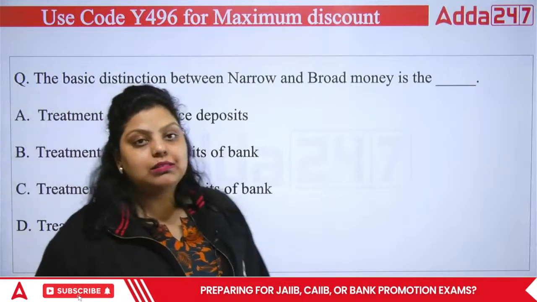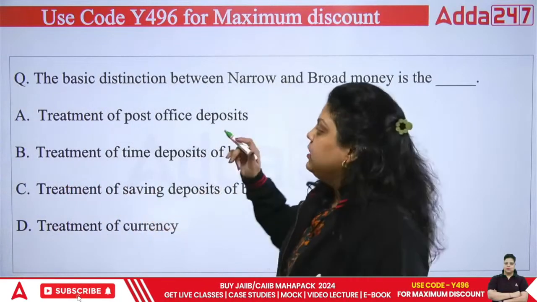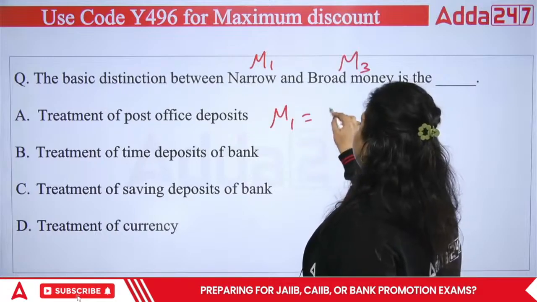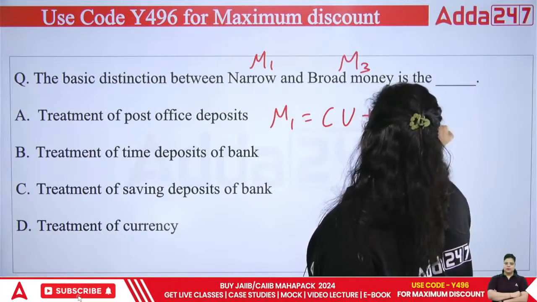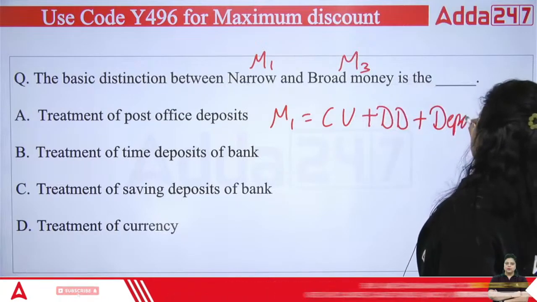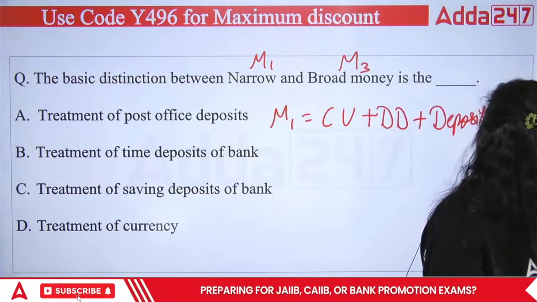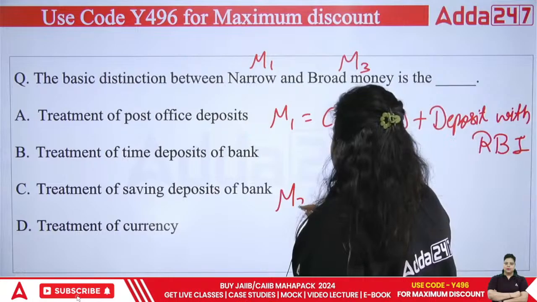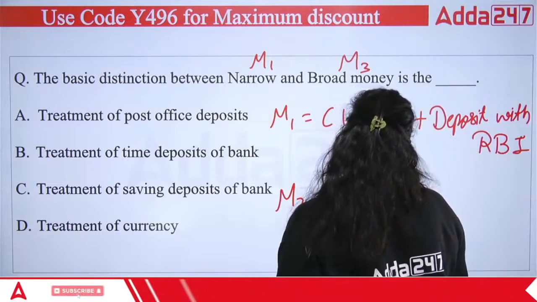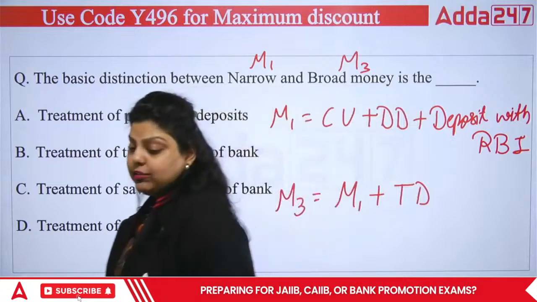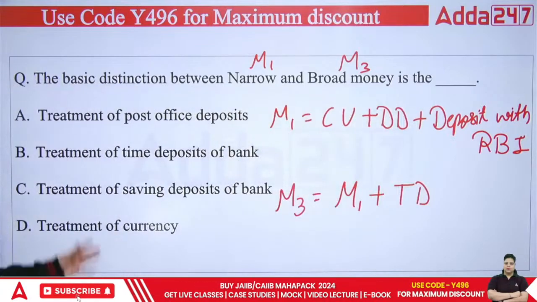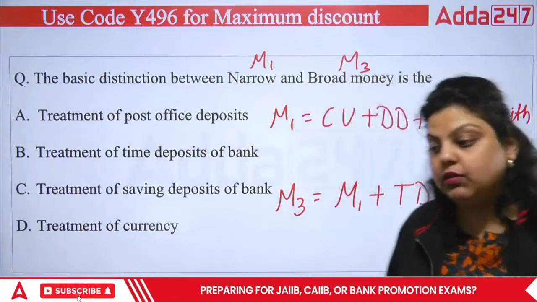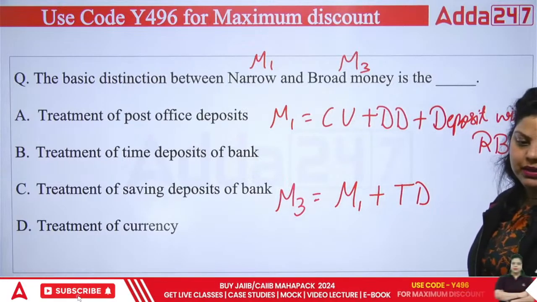Now, next question, we have the basic difference between narrow money and broad money. And you will be able to answer this when you know the formula of narrow money and broad money. I have told you narrow money is M1 and broad money is M3. M1 is CU plus demand deposit, or you can call it DD, and then the deposit with RBI. This is your formula of M1. Now what is M3? M3 is equal to M1 plus term deposit. Now I guess you can easily answer this question. Because M1 is currency unit plus demand deposit plus deposit with RBI, and M3 is M1 plus term deposit. So which of the following will be right?